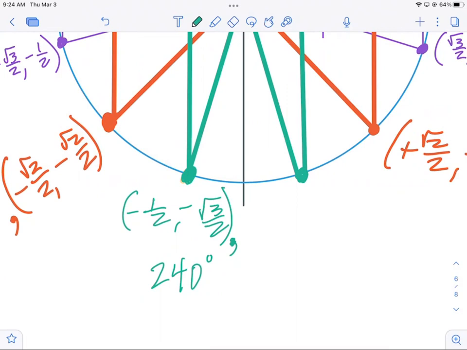What is cosine of 240? -1/2. What is the secant of 240? -2. What is the sine of 240? -square root of 3/2. What is the cosecant of 240? -2 square root of 3/3. Good. What is the tangent of 240? Positive square root of 3, because negative square root of 3 divided by -1. Good. What is the cotangent of 240? Positive square root of 3/3.